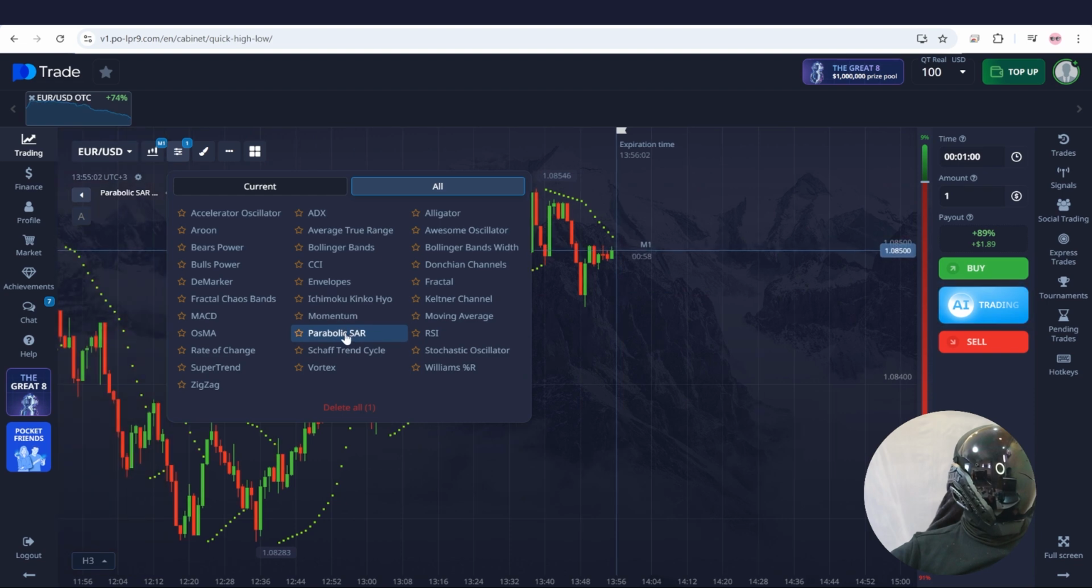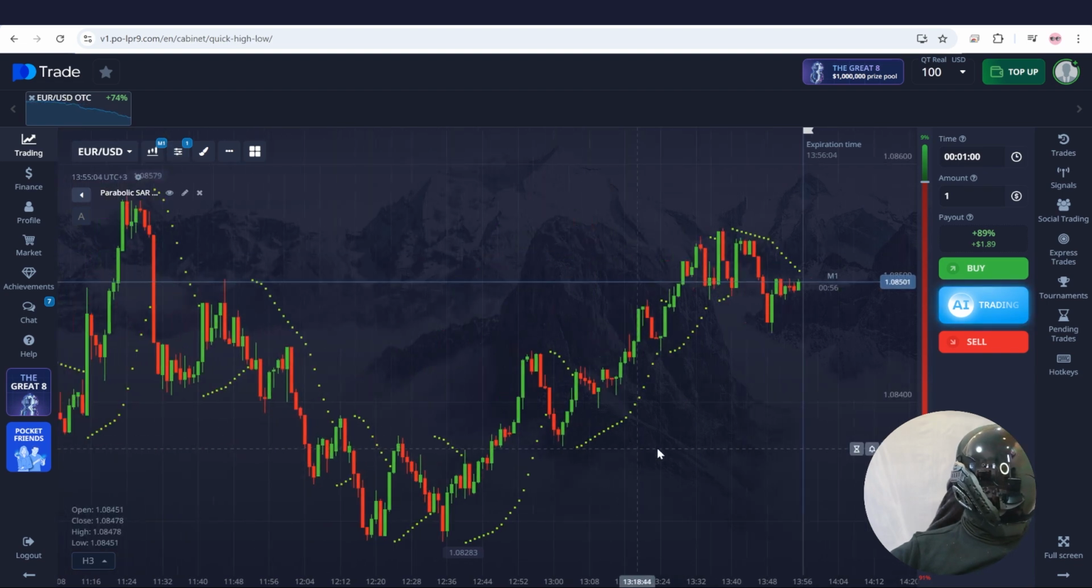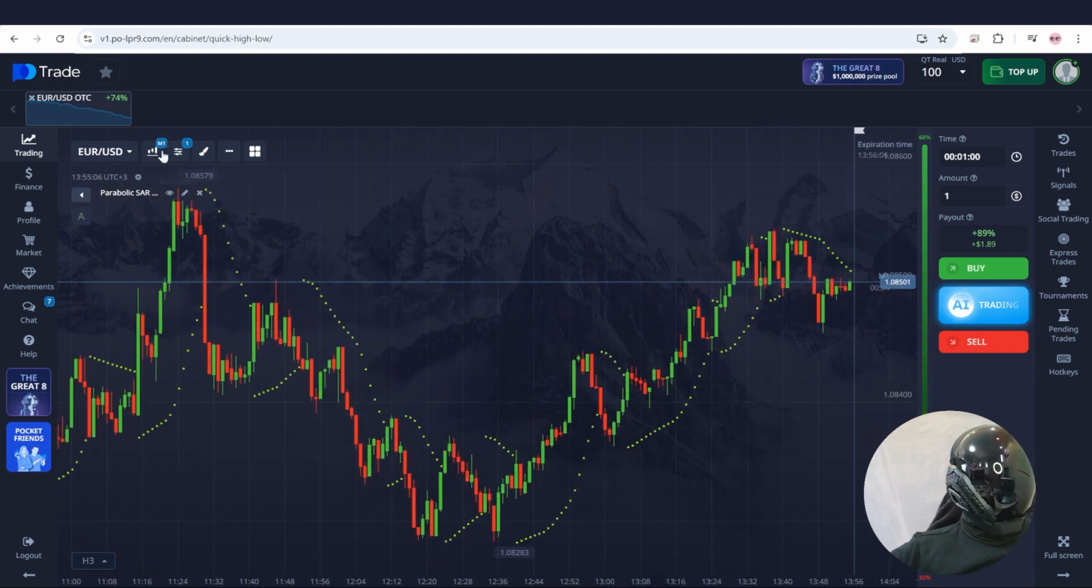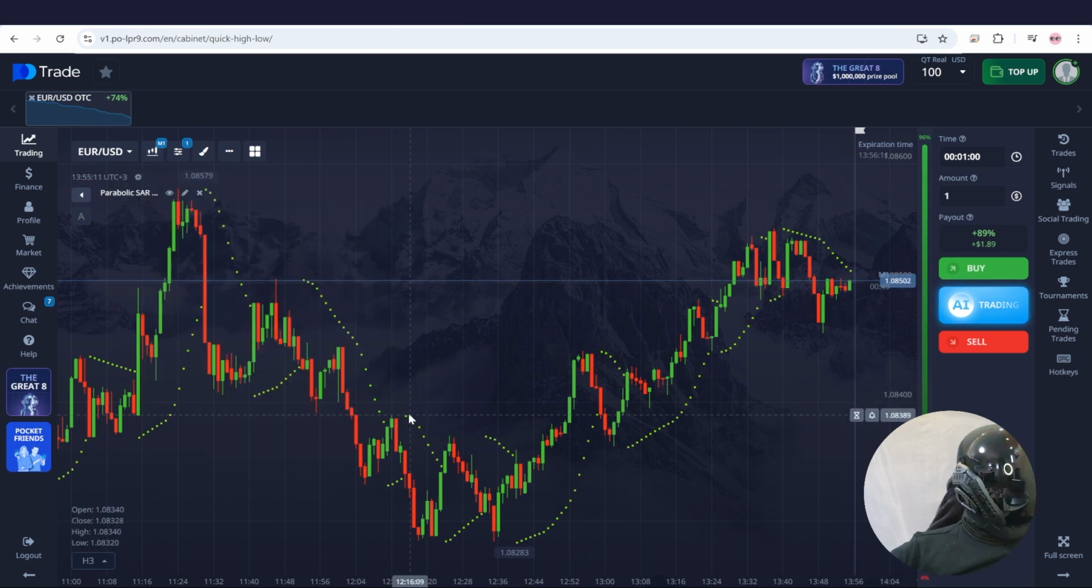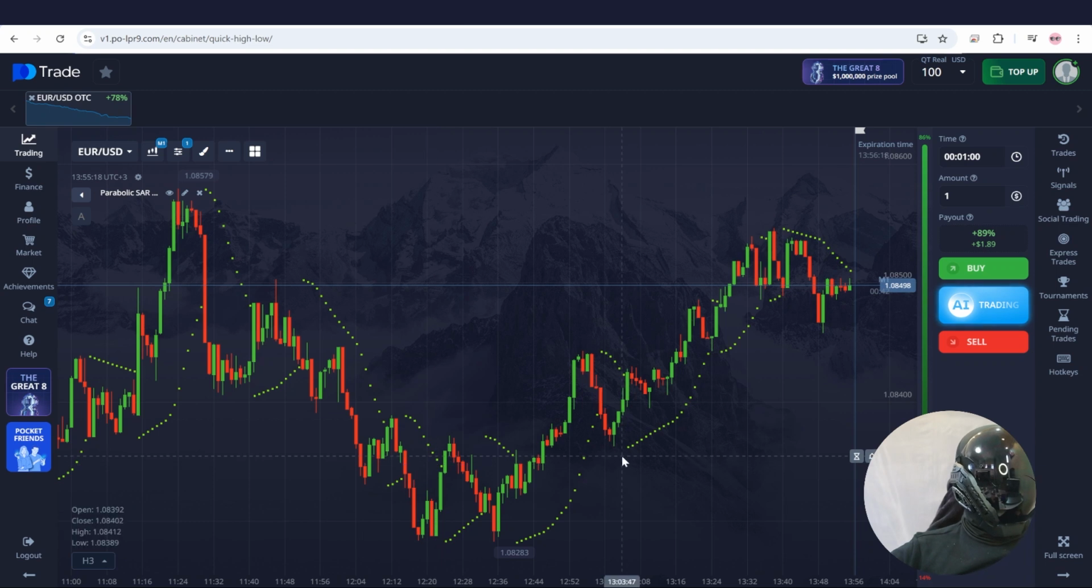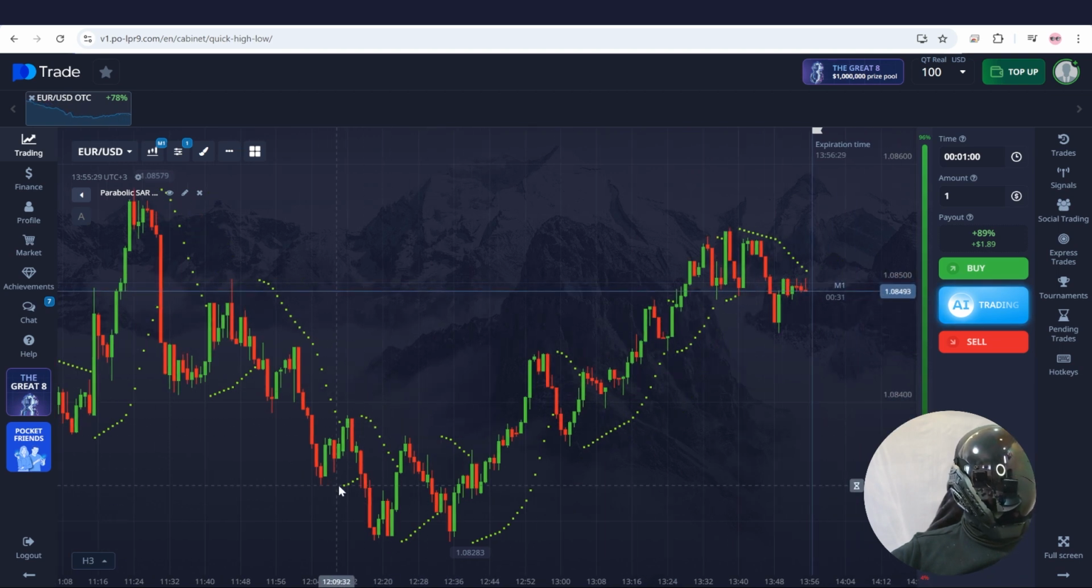There it is, it's in the middle. And you're able to get an understanding. Parabolic says that if the dots are above, you can continue to sell. There should be more red candles than green, versus when it's on the bottom, you can continue to buy. There should be more green candles than red. However, the signal is the strongest once it gives the switch.